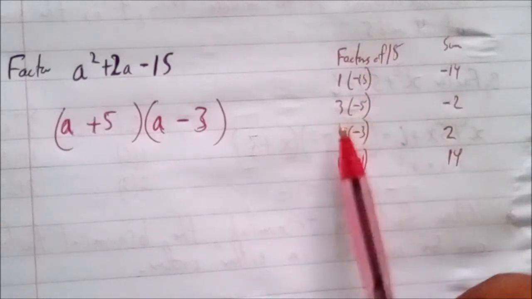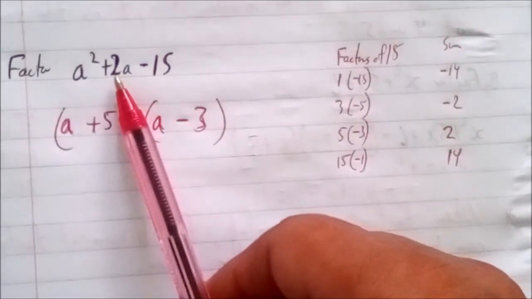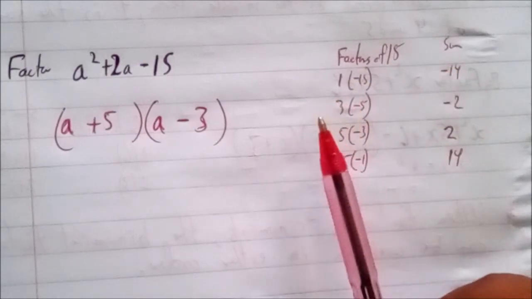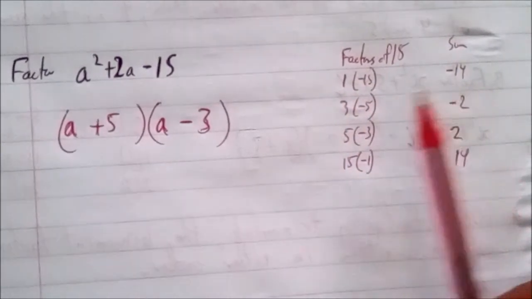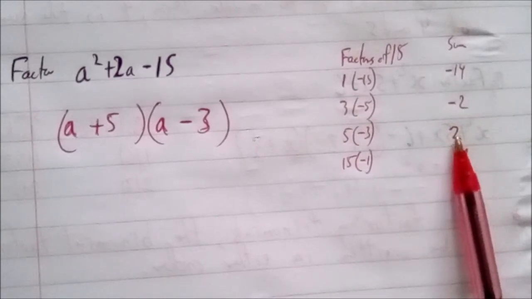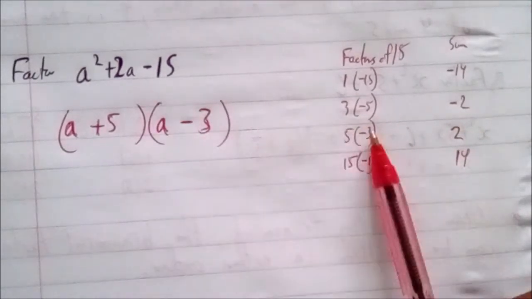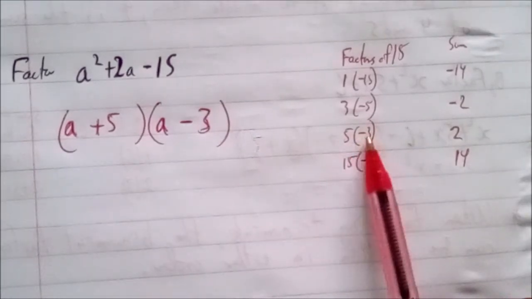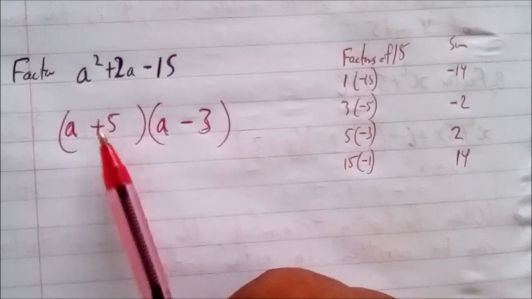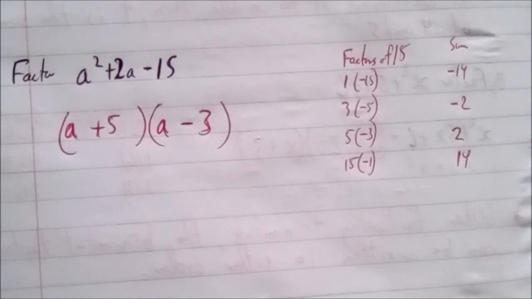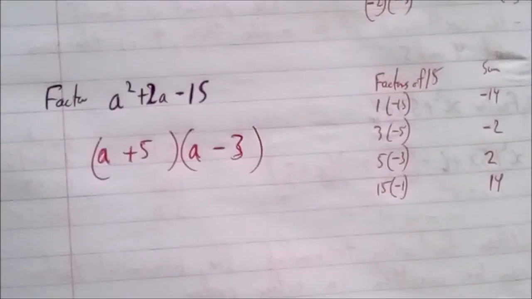Now add them to get the sum so that can give us our middle coefficient. 1 plus a negative 15, negative 14. 3 plus a negative 5, negative 2. 5 plus a negative 3, positive 2. Aha! That's what we want. We want that positive 2, and we want that when we multiply them, we get a negative 15. So this was the best option, 5 and negative 3. You could have put negative 3 in the front and positive 5 at the end. It doesn't make any difference. It is still the same result. Okay? So now let's go to our next example.